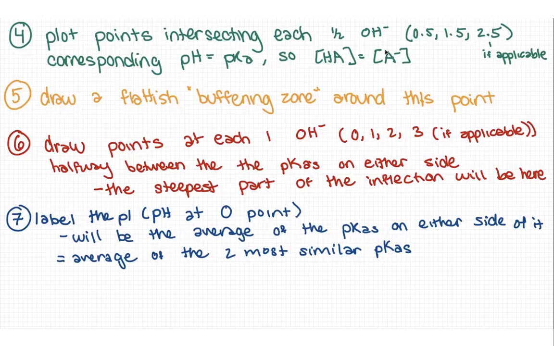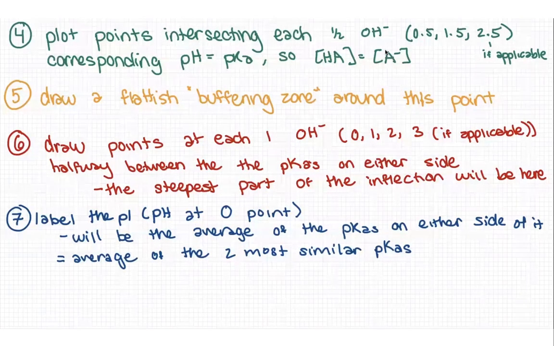And so the isoelectric point is going to be the pH at which things are net neutral. This is going to be the average of the pKas on either side of the zero charge. So it's going to equal the average of the two most similar pKas. And hopefully this will all make a little sense once we actually graph things out.